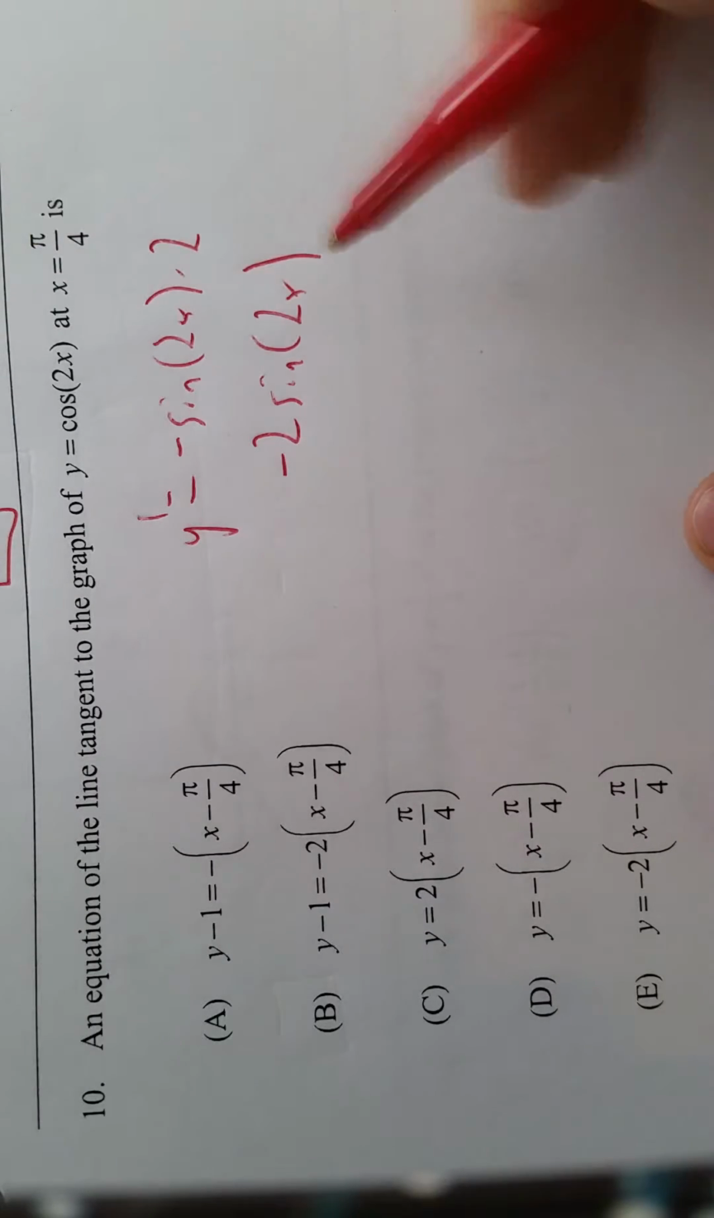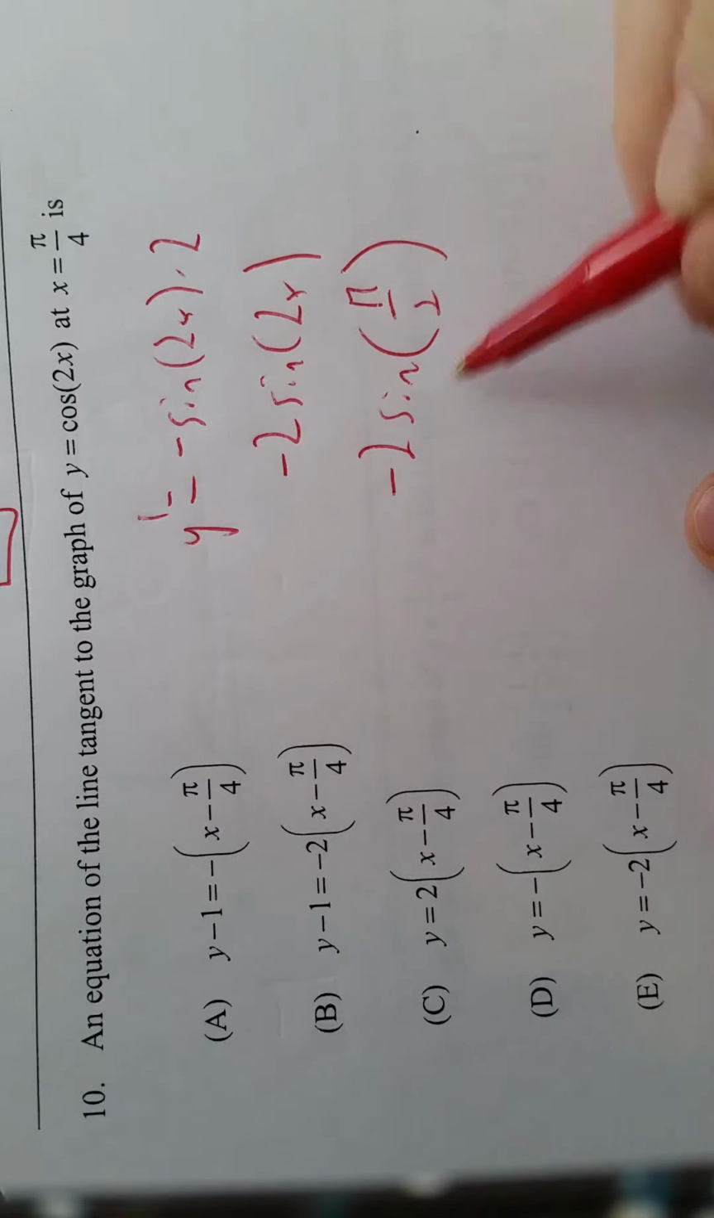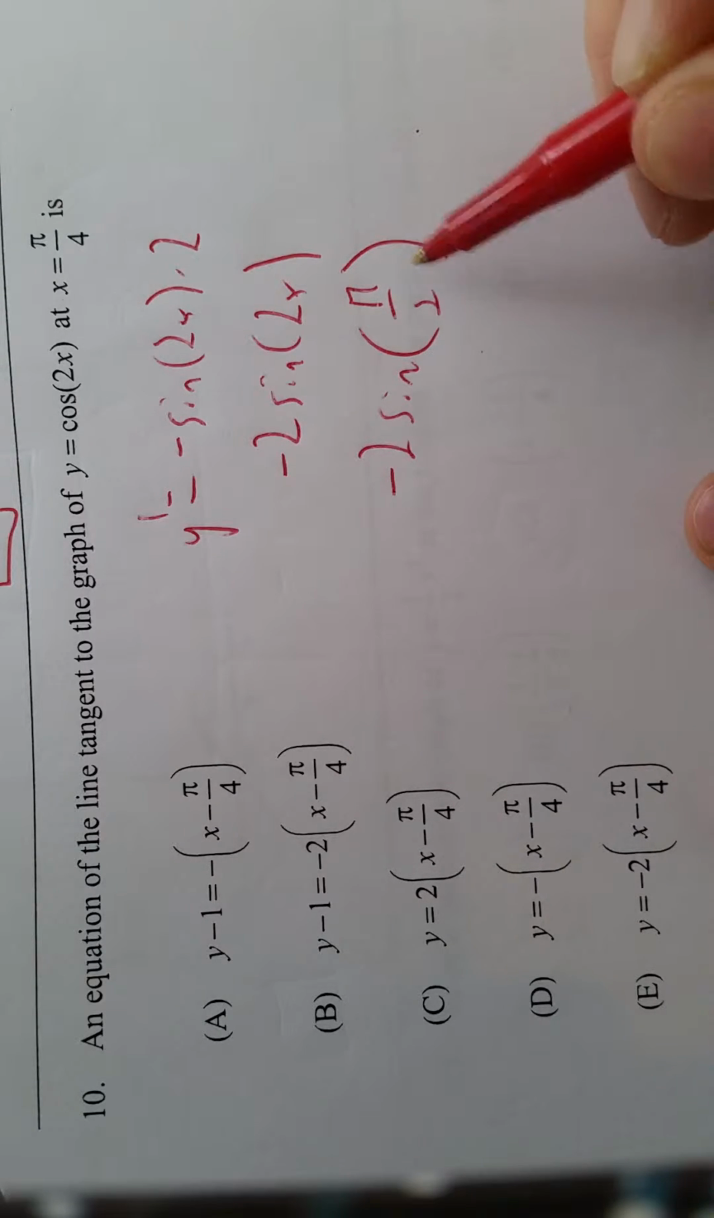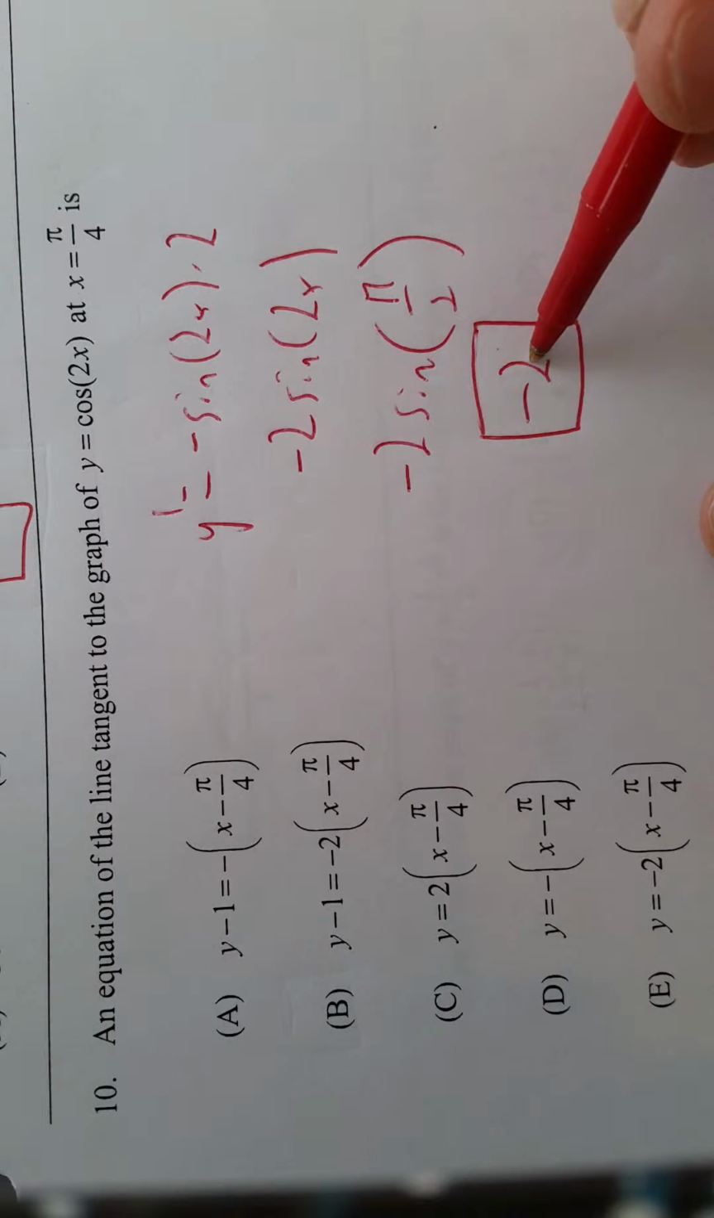We want it at pi over 4. So I'm going to plug in pi over 4, and I'm going to get sine of pi over 2. So sine of pi over 2 is 1. 1 times negative 2 is negative 2. So I know for a fact that the slope of this tangent line is negative 2.